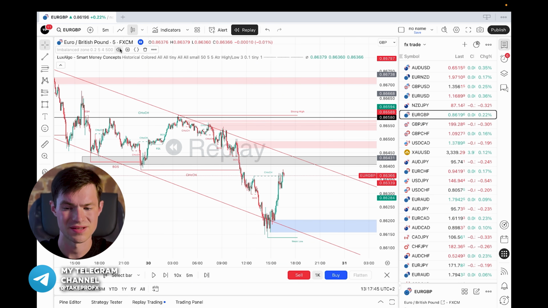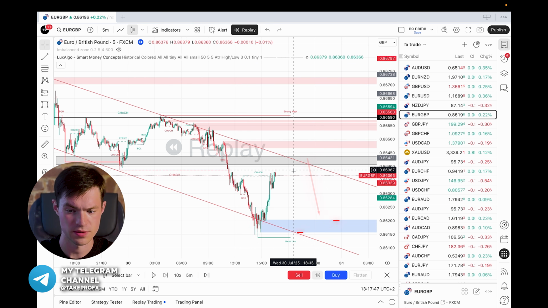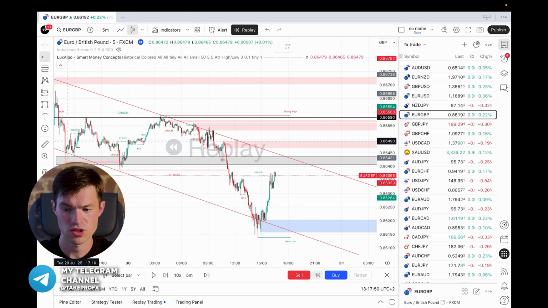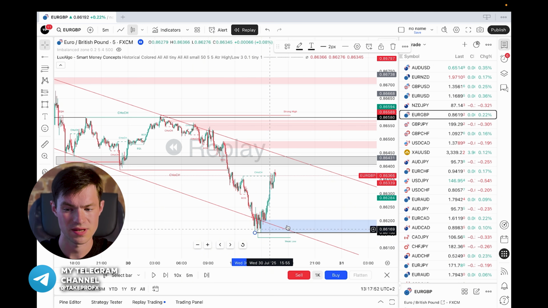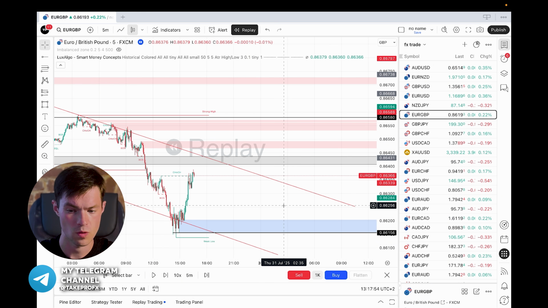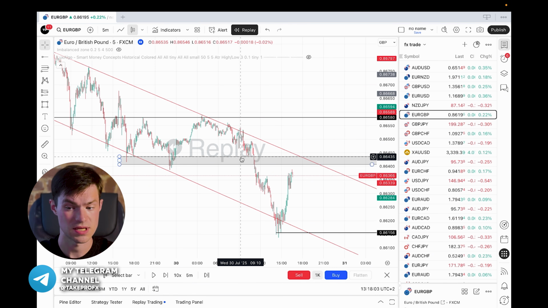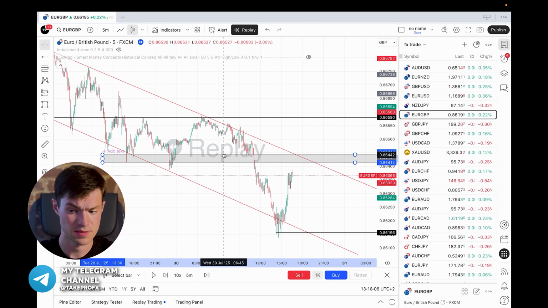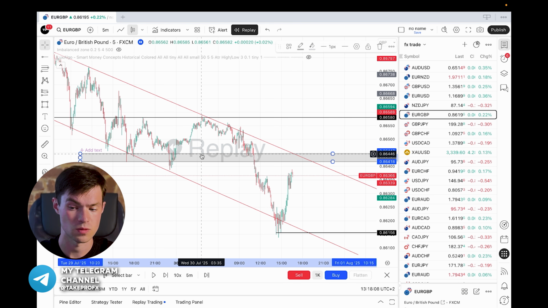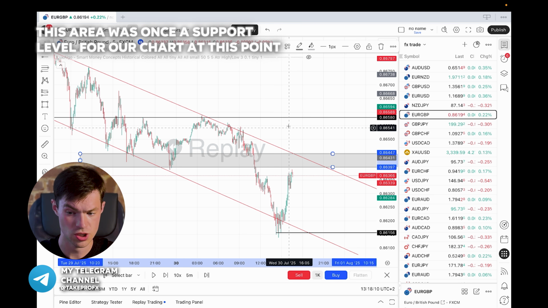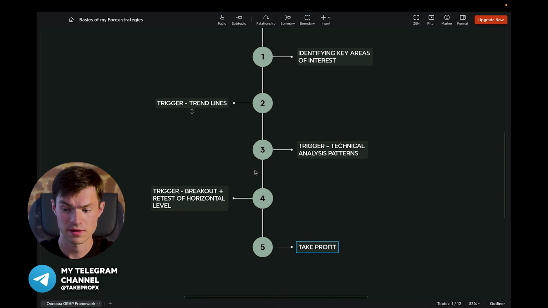You can see that here we have important zones of interest from below. That is, we pay attention that here in the future we can have either take profit or, on the contrary, stop loss, depending on what trade we will open. I also decided that the most obvious zone is here. It is not marked by the indicator, but this is the area that was once a support level for our chart at this point.